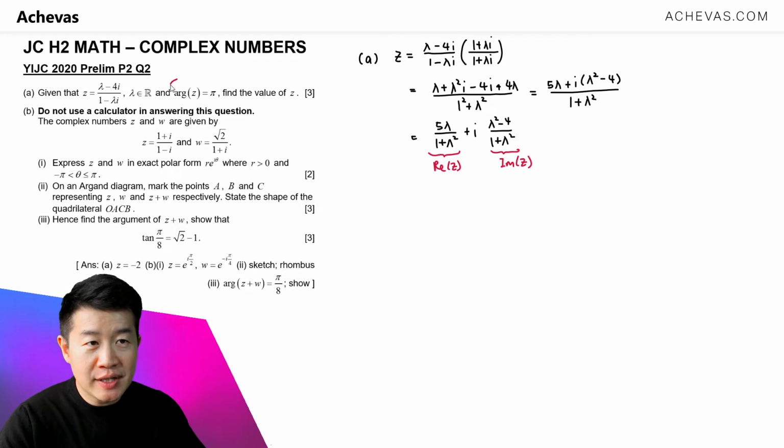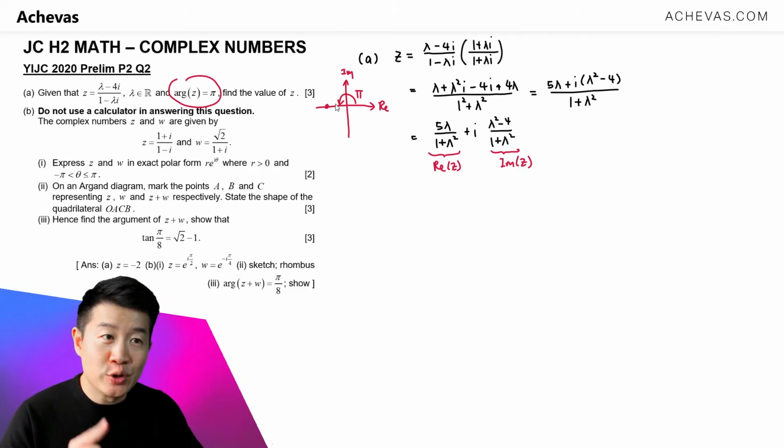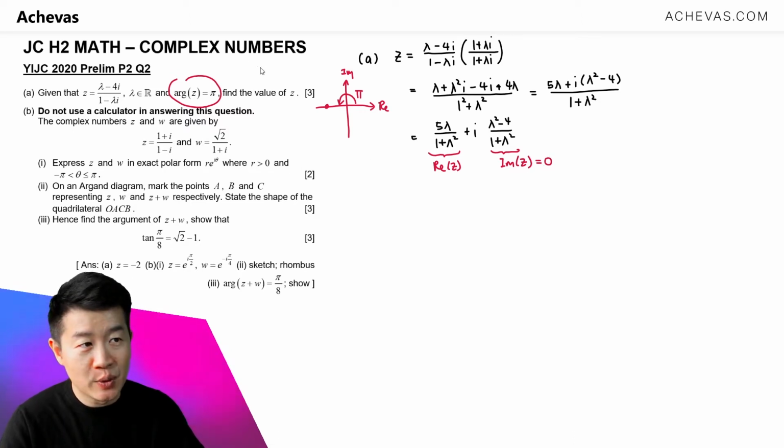And according to what the question says, the argument of z is equal to pi, which means that if we were to sketch a point on the Argand diagram to represent z, z is going to be represented by a point that is here, because a point that is here has an argument that is pi. Which means that what we will be expecting for z is that it is going to be a negative real number, which also implies that the imaginary part of z has to be equal to 0.